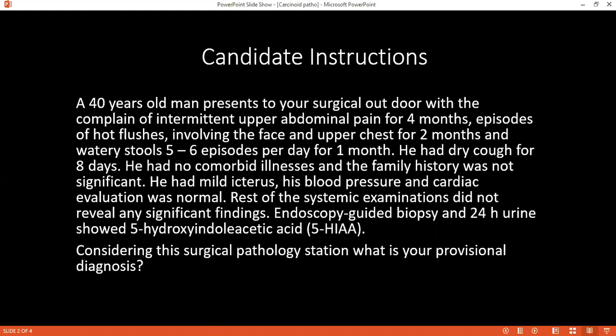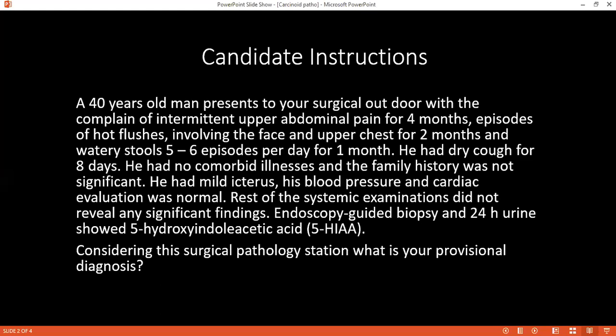My provisional diagnosis is carcinoid syndrome. As the patient has typical findings of abdominal pain, hot flushes, and involvement of the chest as well, chest pain for the last 2 months, and on the lab examination and urine analysis, it shows raised 24-hour urine 5-HIAA, that is 5-hydroxyindoleacetic acid, which is a breakdown product of serotonin.